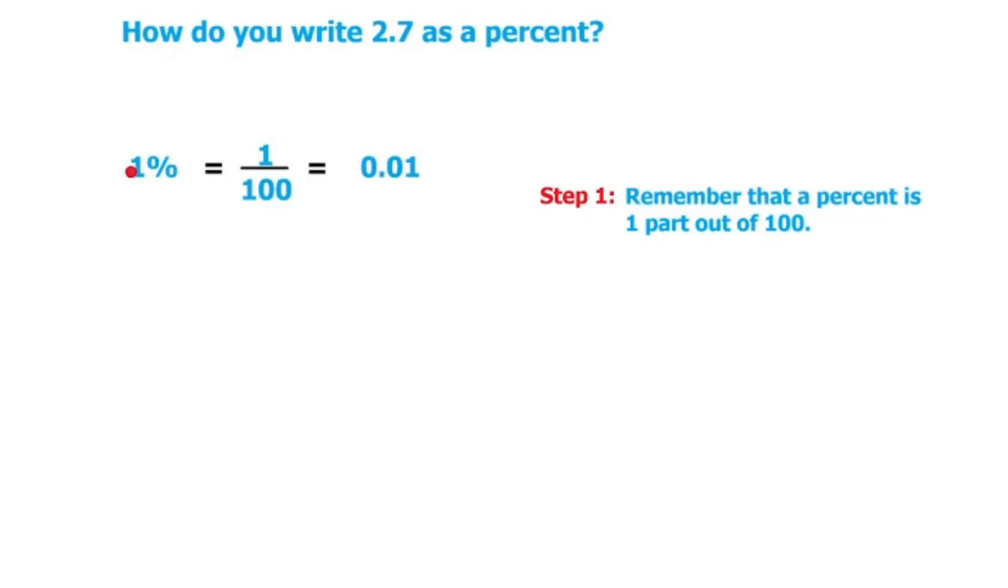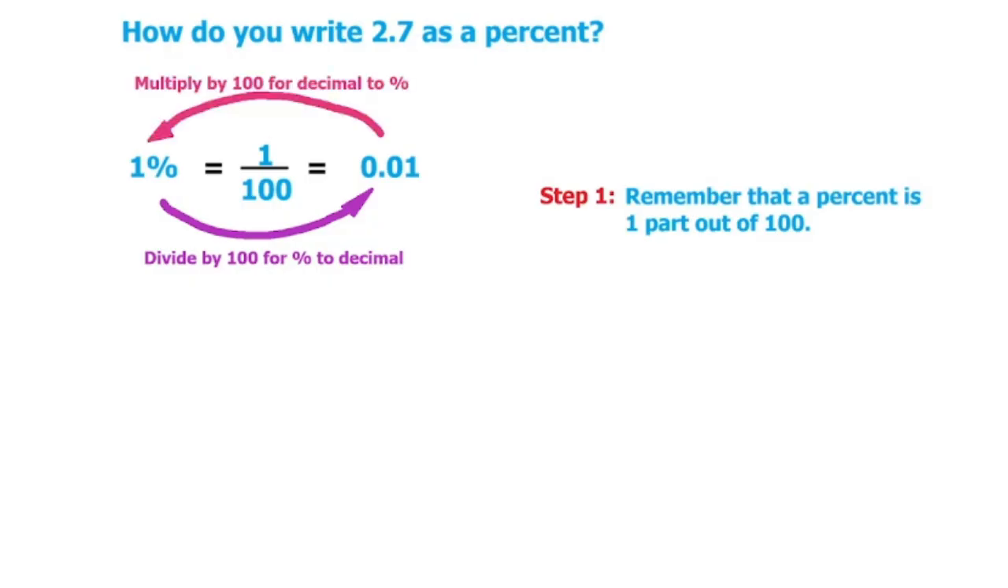So 1%, to change that to a decimal, we divide it by 100. Okay, so we move the decimal over twice, right? 1, 2. So divide by 100 for percent to decimal, but we're going from decimal to percent. So how does that look?